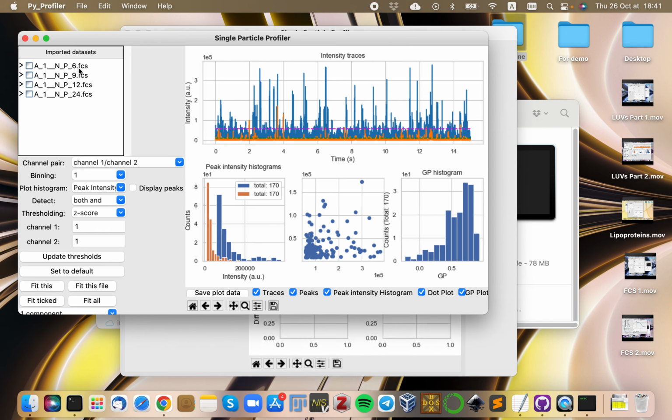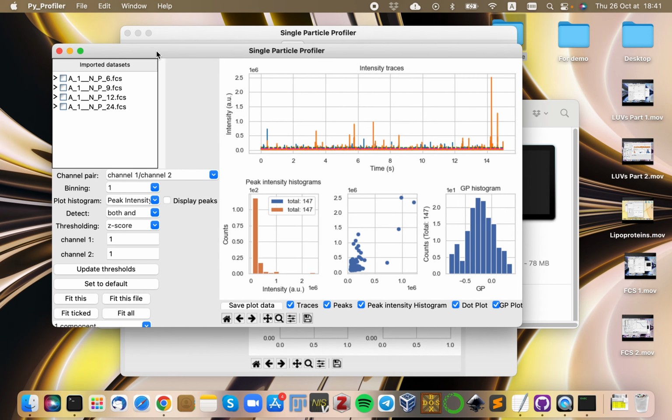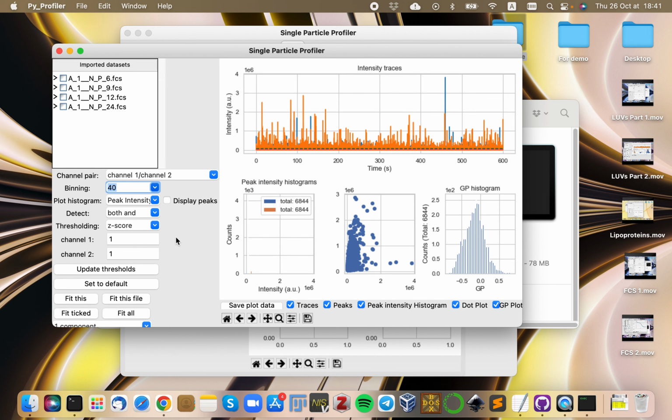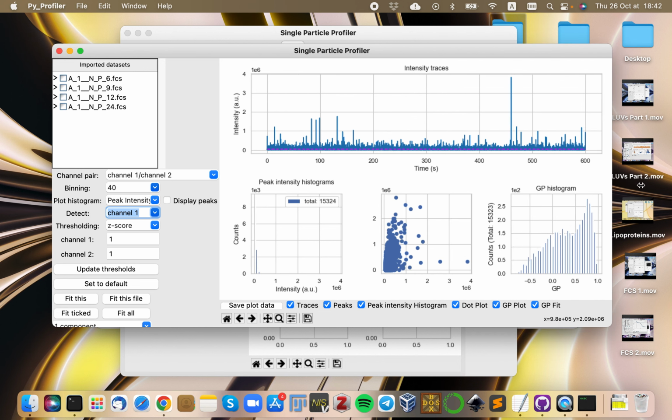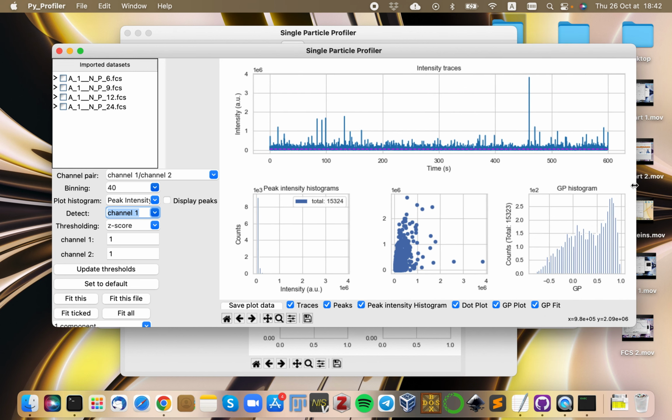And in peak analysis, for example, in NP6, first of all, you can put together all of them. Then you also select here, detect by channel 1, because right now we want to detect by lipid dye and to show whether every particle that has lipid has RNA.